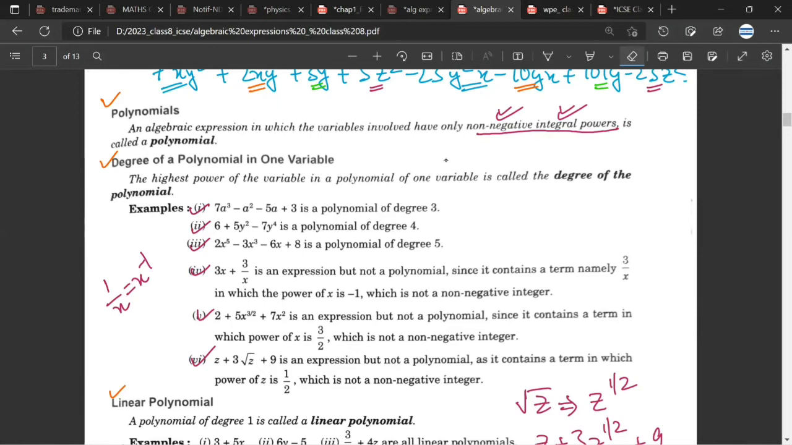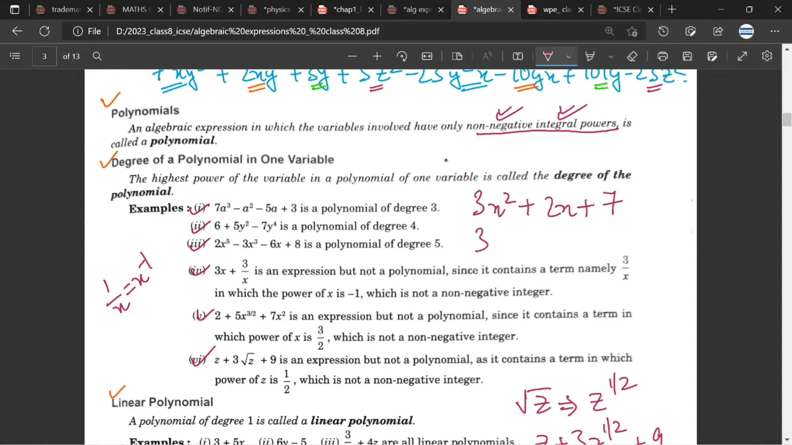Now let us understand what the degree of a polynomial is. So now I have a polynomial. The first is in one variable. What does one variable mean? So for example, I have a polynomial like 3x square plus 2x plus 7.